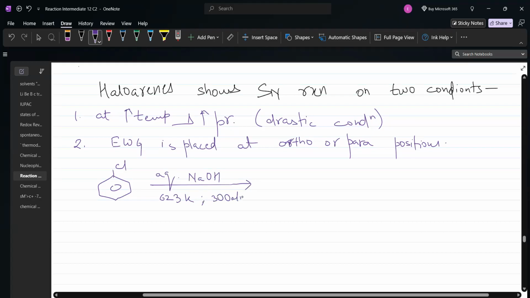At such a high pressure and high temperature, what we see here is that this OH will attack and chlorine will get removed, and we will have O minus Na, or you can say OH, because this is in acidic medium. Or you can substitute the Na with OH.